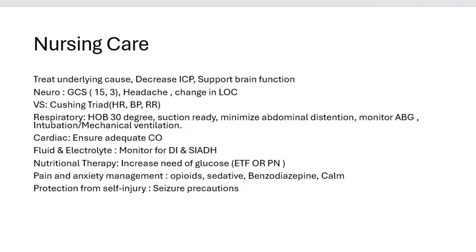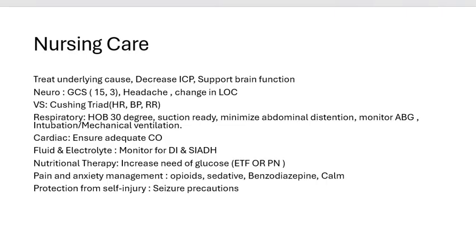Now let's talk about the nursing care. We have to treat the underlying cause. Our goal is to decrease ICP and support as much brain function as possible. If you have a GCS of 15, what are your interventions going to be? And if you have a GCS of 3, what are your interventions going to be? If a patient is having a headache all of a sudden or first thing in the morning, or if they have a change in level of consciousness, you have to monitor those things.